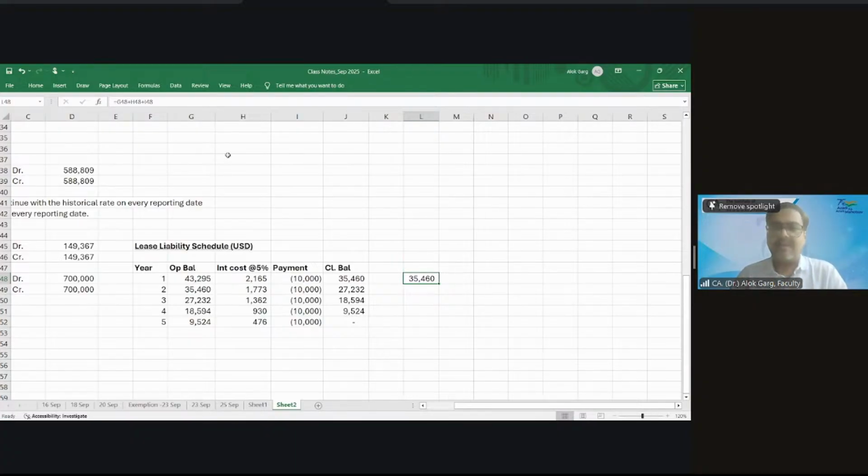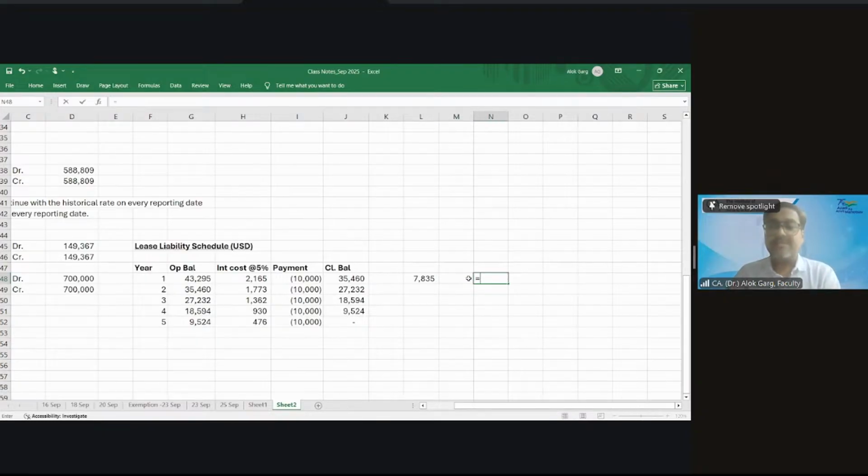Technically speaking, whatever interest cost I have paid, yes or no? Yes. 10,000 minus 2165, 7,835 I have paid as a principal. If I compare my opening liability versus my closing liability, it means I have paid $7,835 as a principal payment. And that's how my closing balance is 35,460.